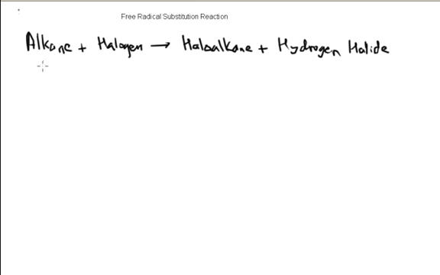Now the first thing is an example. So methane, CH4, reacting with a halogen, let's say chlorine, making chloromethane plus hydrogen chloride as a byproduct.